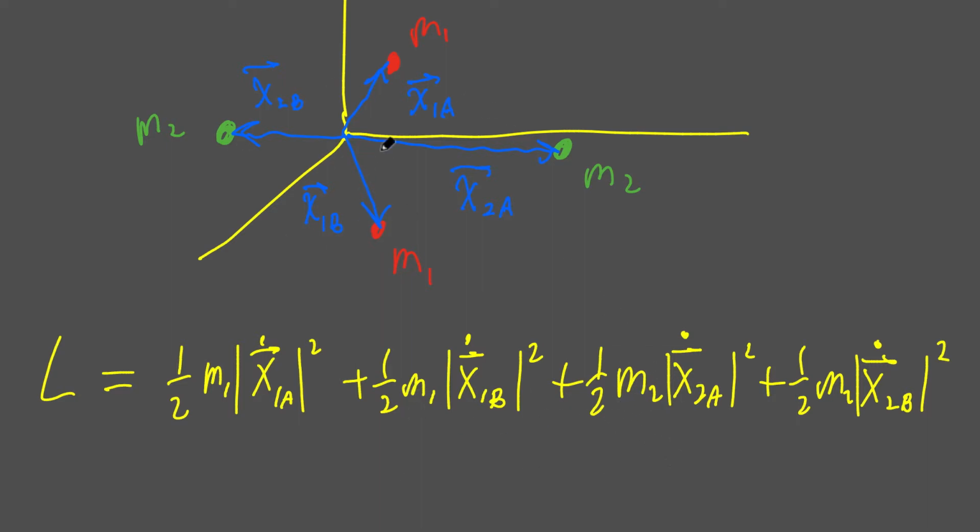Now the particles aren't really free, they're constrained. So what are the constraints? First of all, by the way, how many degrees of freedom do we have here? Each of these particles can move in 3 dimensions, so that's 3 plus 3, 3, 3. That's 12 degrees of freedom. And now for the constraints.